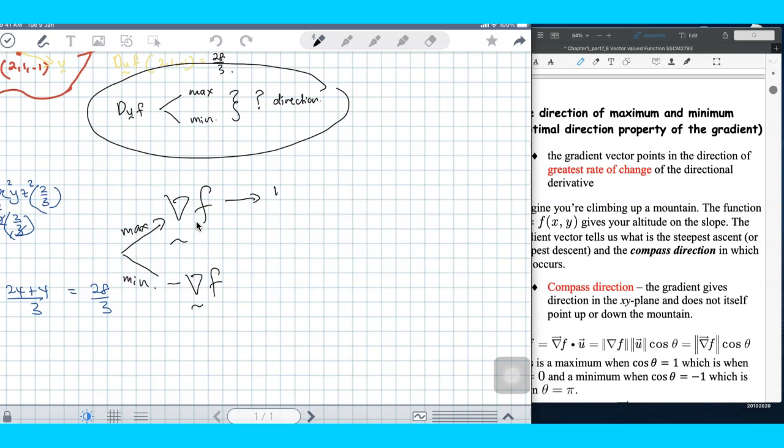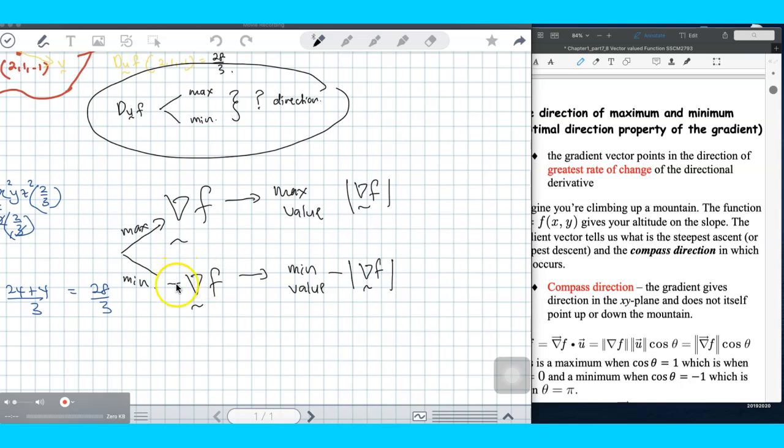But in terms of magnitude, to get the maximum value, you just take the magnitude of the gradient f. If you want the minimum value, you evaluate the magnitude of the gradient f and then put the negative sign outside. Because if you choose the negative gradient f and evaluate the magnitude, the negative is gone, right? So we put the negative outside. So if the answer you got is 4, that is the maximum value, and the minimum value is minus 4.